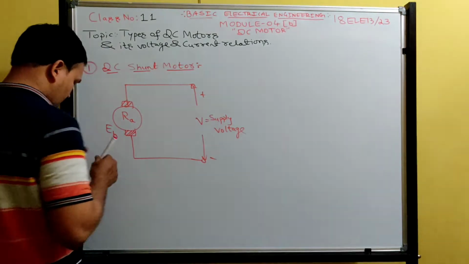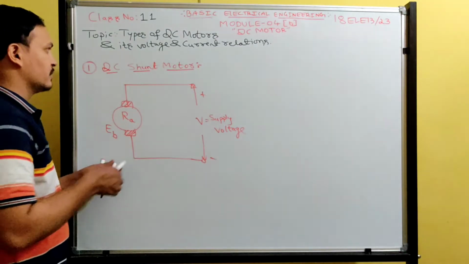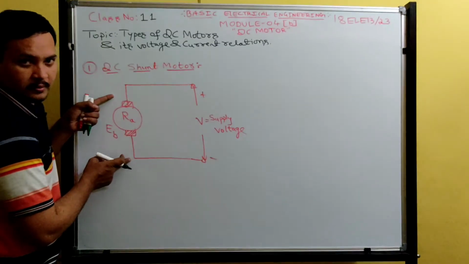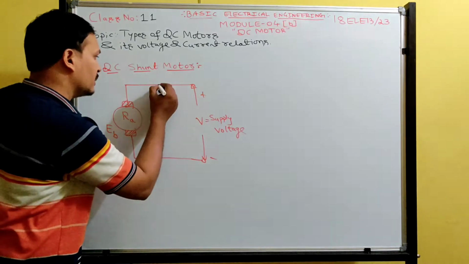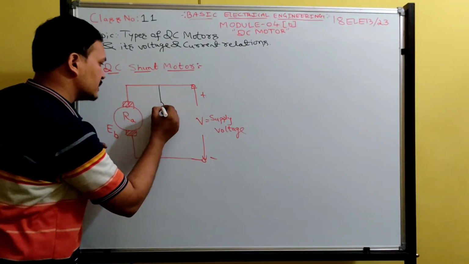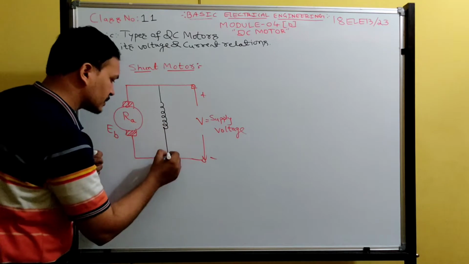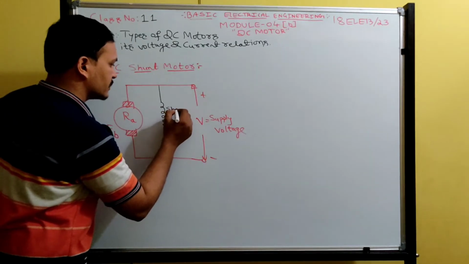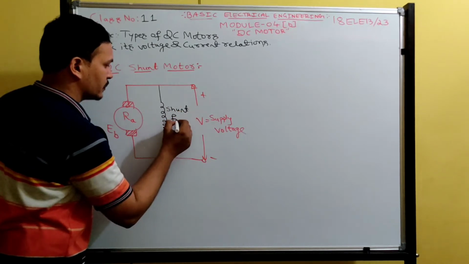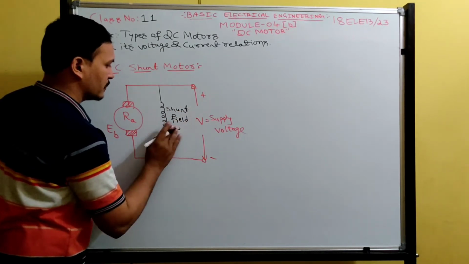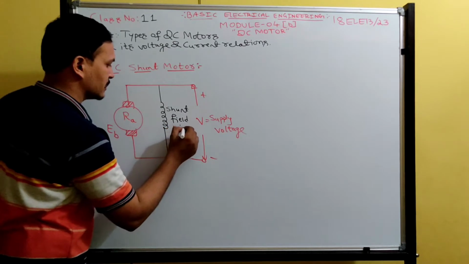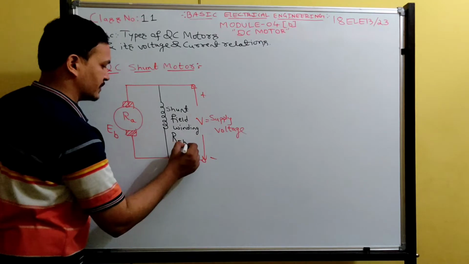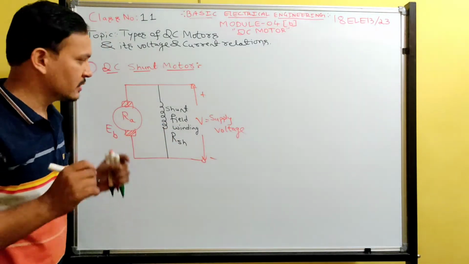Now I want to connect the field winding. If I connect the field winding across the armature, in parallel with the armature, then it is called a DC shunt motor. So this is the shunt field winding. The shunt field winding has some resistance RSH, which means shunt field winding resistance.